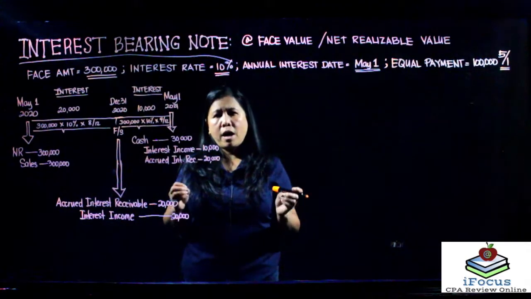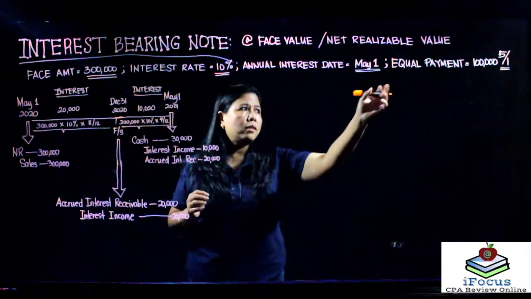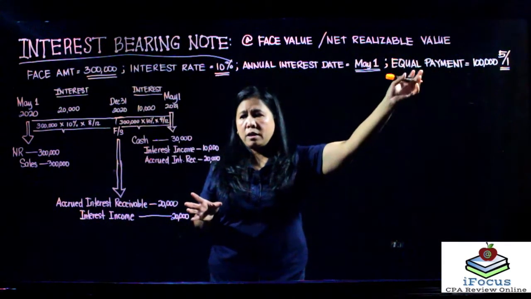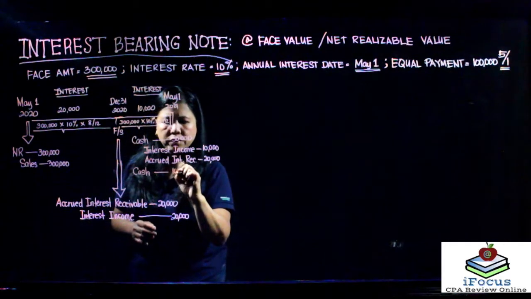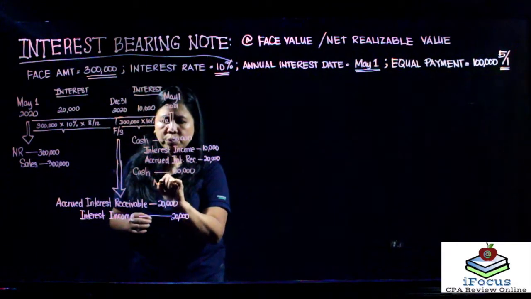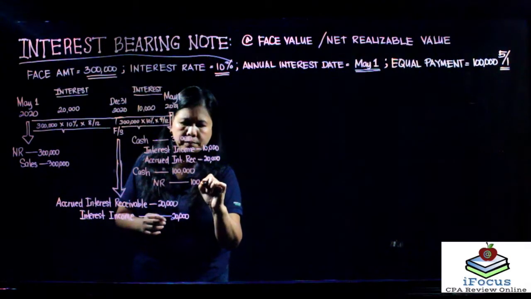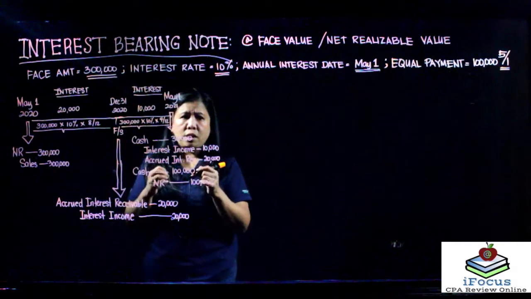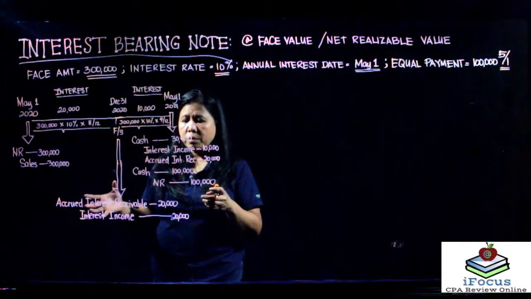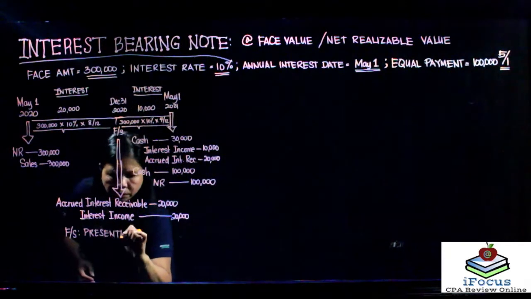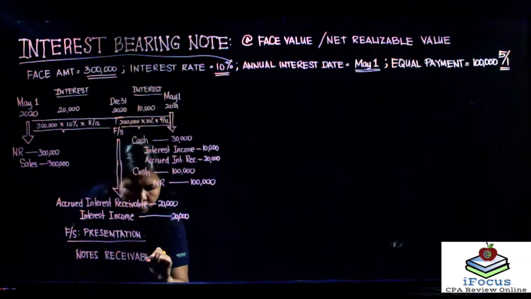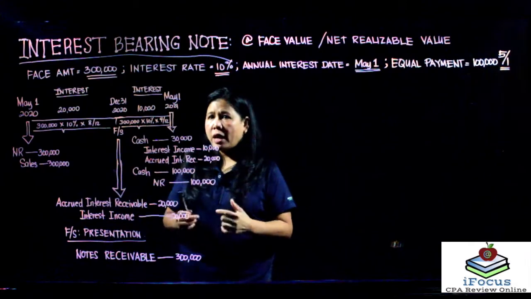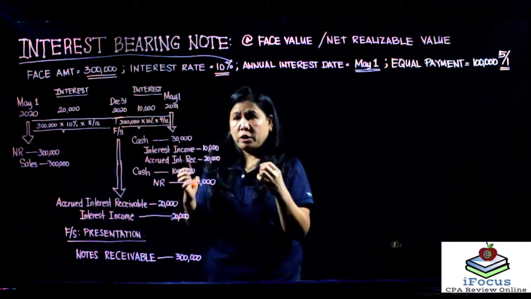There's another thing that we have to make a journal entry for, which is the first installment payment of the maker. And that is debit to cash of 100,000 and credit to the notes receivable of 100,000. On December 31st, 2020, our financial statement presentation for the notes receivable is 300,000. So that's our journal entry for May 1st, 2020.